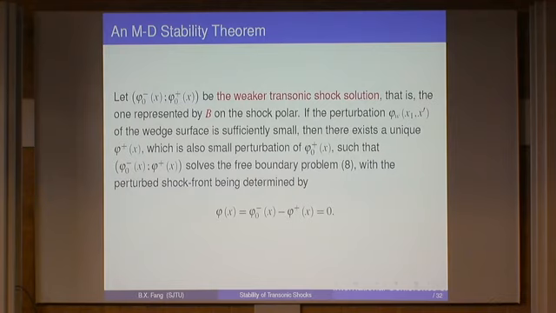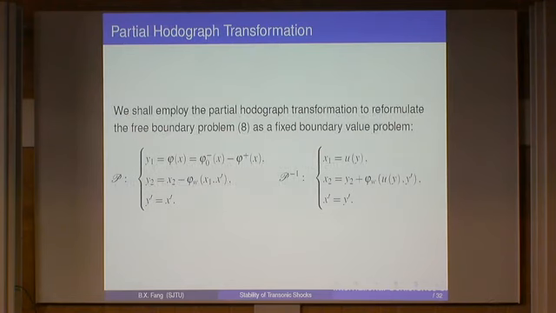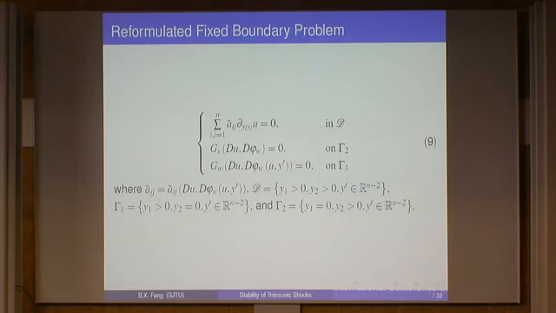So why do we have this difference? Maybe I just take 5 minutes to briefly introduce that. The idea to solve the free boundary problem is to first apply the partial hodograph transformation, to use this transformation to reformulate it as a fixed boundary problem, and then we are investigating a stability problem.